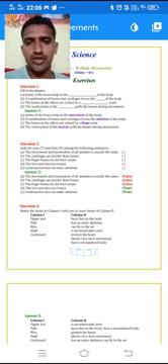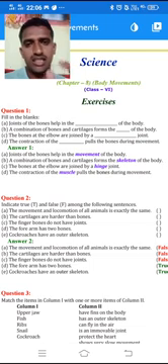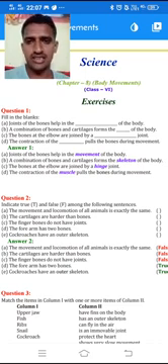Second question: a combination of bones and cartilages forms the dash of the body, means a combination of bones as well as cartilage. So bone and cartilage together, they form what? Skeleton of the body. See, the skeleton is formed by the combination of bones as well as cartilage. It gives a framework to make it a skeleton. So the framework is based on what? Bones and cartilage. They are the basic things.